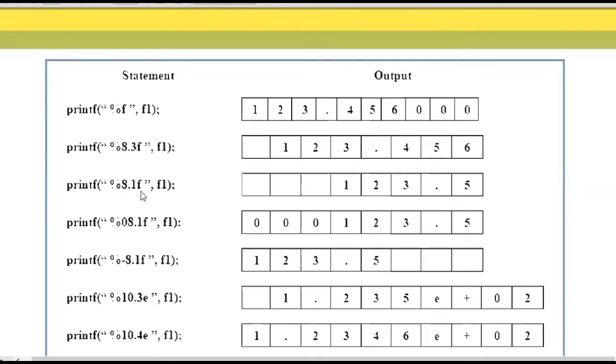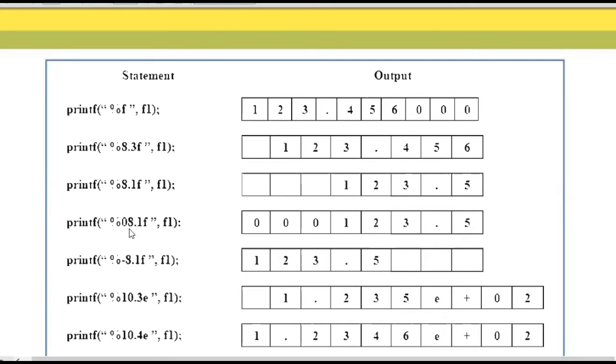This is 8.1f. So after the decimal we will have only one place that will be rounded off, that is 5. Okay, and the point, then 1 2 3 in the integer part, and the first three places of this 8-place width will be unused.